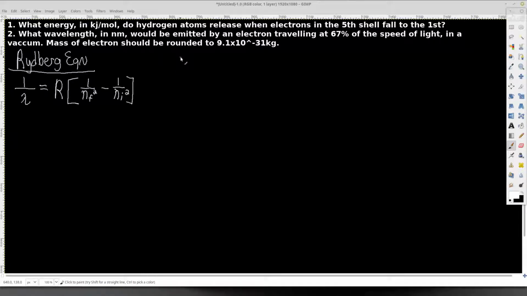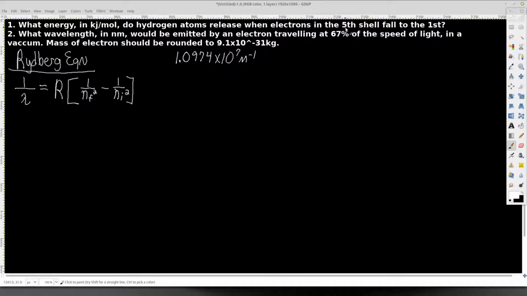The Rydberg constant is the following. You may see different variations of this, but the constant is 1.0974 times 10 to the 7th. And the units on this are meters raised to the -1. So basically it's 1.0974 times 10 to the 7th, all over meters. That's another way you could write it.